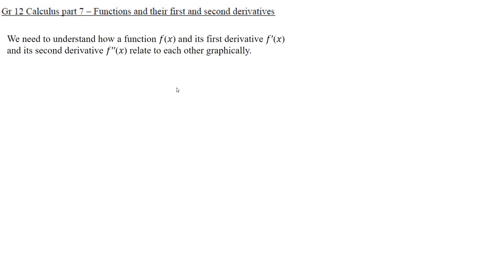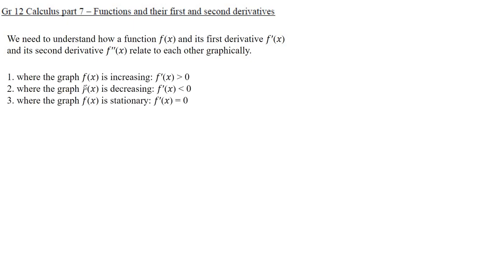Okay, we're going to look at Calculus Part 7, functions and their first and second derivatives. Sometimes they give you these graphs or these situations where we really have to understand the first and second derivative, and they're a bit more challenging. We have some notes and some graphs that are going to help us understand the relationship between the first derivative and the second derivative, and how they relate to each other on a graph.